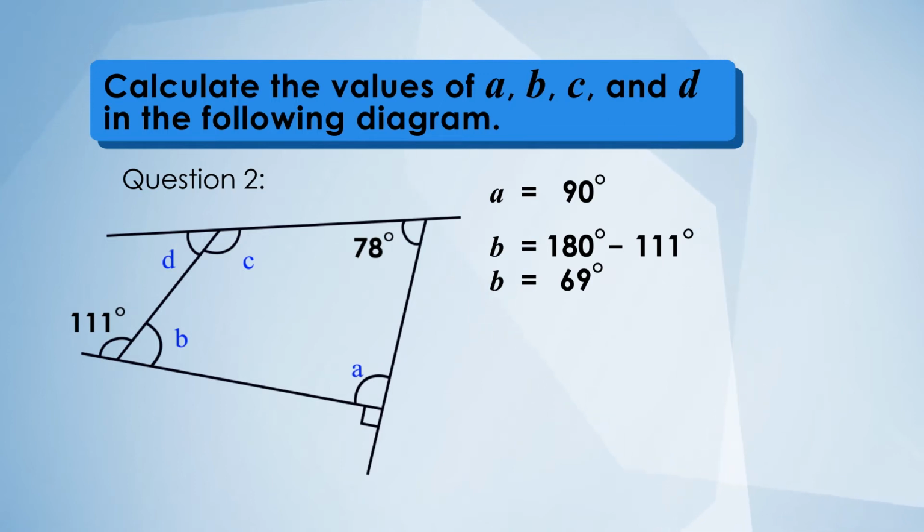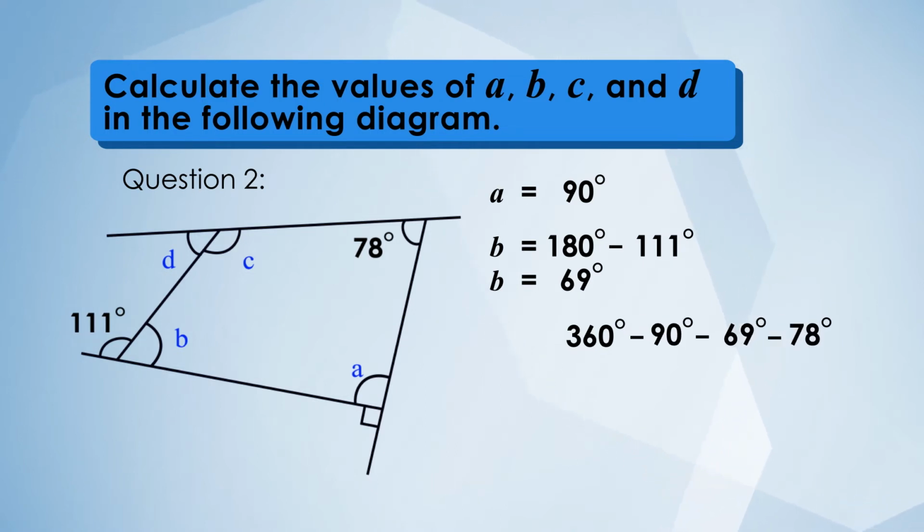of a quadrilateral is 360 degrees. Add the sum of angle A, B and 78 degrees, then subtract the sum value from 360 degrees to find the value of C. C is 123 degrees. Now we are almost ready to complete the question.